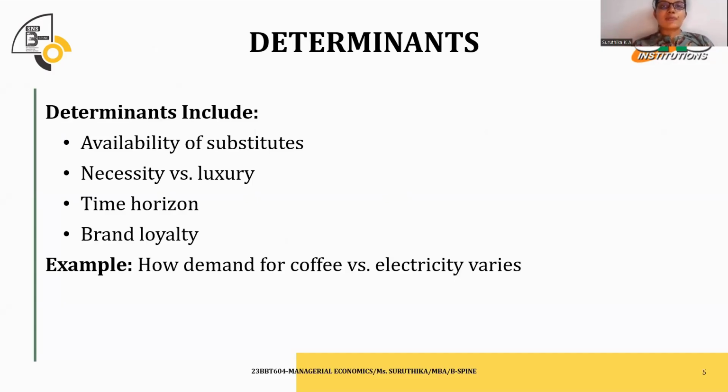The second determinant is whether the product is a necessity or a luxury. In case it is a necessity, then price elasticity of demand will come into play. Provided the product is a luxury, then price elasticity may not have a direct impact.